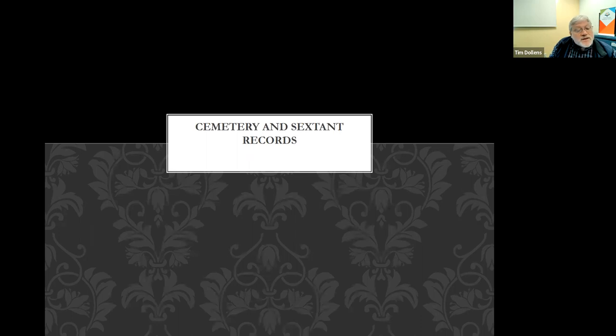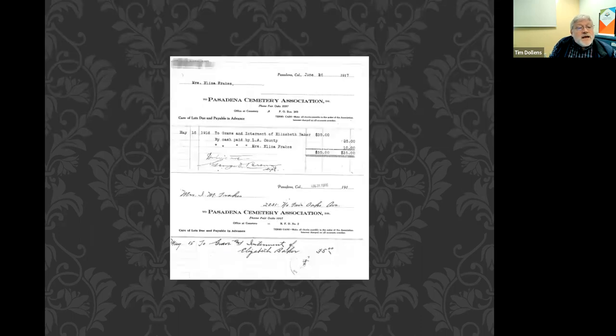Cemetery and sexton records are the next category. This is just an example of what you might get at a cemetery association's office. And you see right here, this is showing how much money they're getting paid to dig the grave. This is out of California. Most municipal records generally have these kinds of records, but you probably have to ask for copies of them.